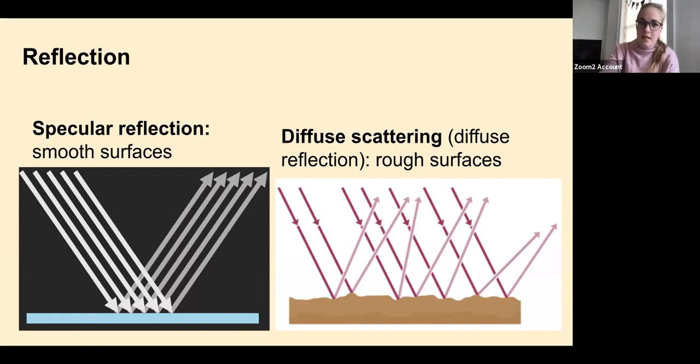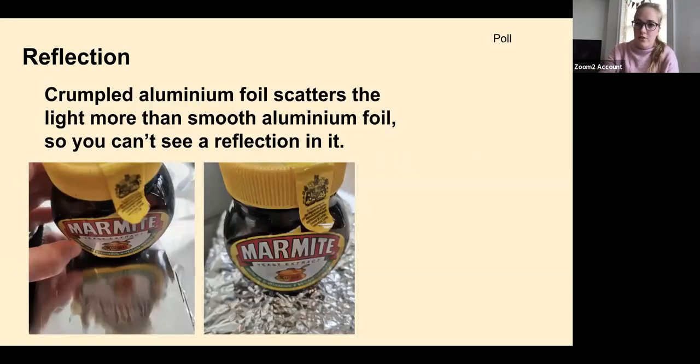I have just some pictures to help you guys understand what's going on here. You can use any object, but I just used a little jar of Marmite. If I put a jar of Marmite on a smooth piece of aluminum foil, even though the reflection is kind of distorted, you can more or less see a reflection in the aluminum foil. This is because the reflected rays are all going in the same direction, as it's a lot closer to specular reflection than it is to diffuse scattering. But if we crumple up the aluminum foil, we're not going to be able to see that reflection anymore.